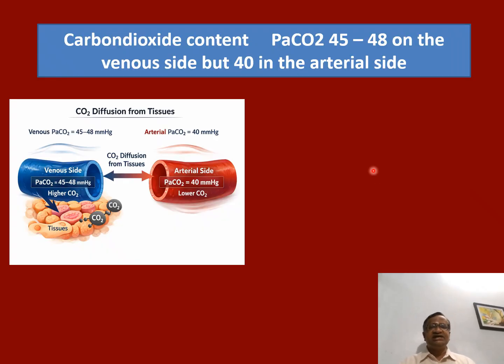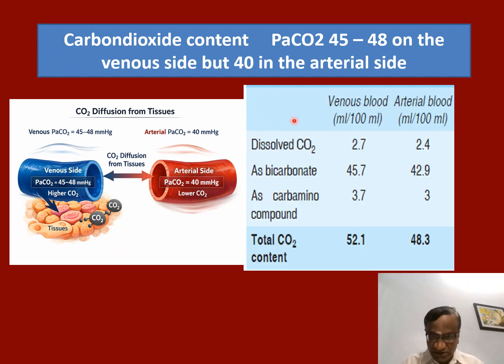For the carbon dioxide content, see here, the partial pressure PaCO2 on the venous side is around 45 and on the arterial side is around 40. The dissolved carbon dioxide is 2.7 and 2.4, venous and arterial. You can see the total content may be around 52 and 48. So the PaCO2 on the venous side is 45, on the arterial side is 40. Content is 52 versus 48.